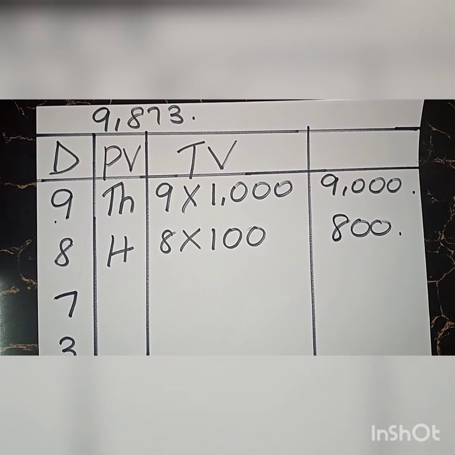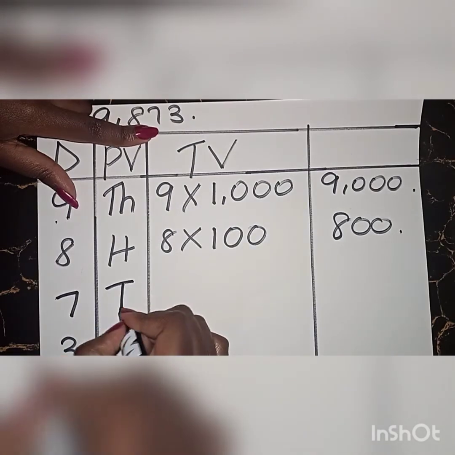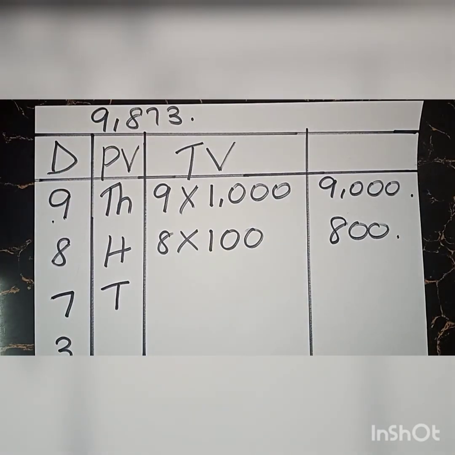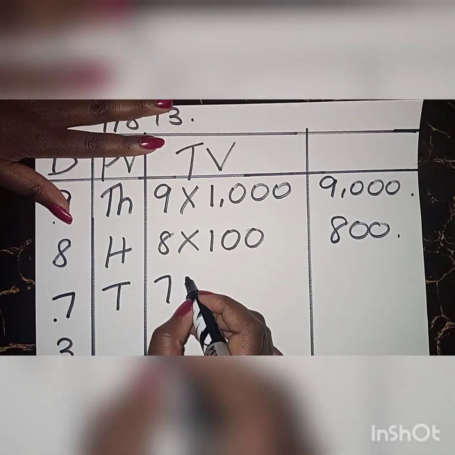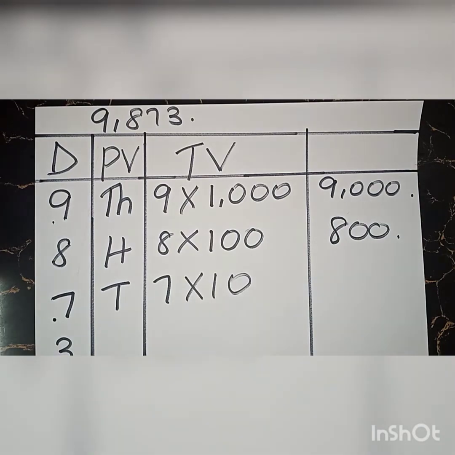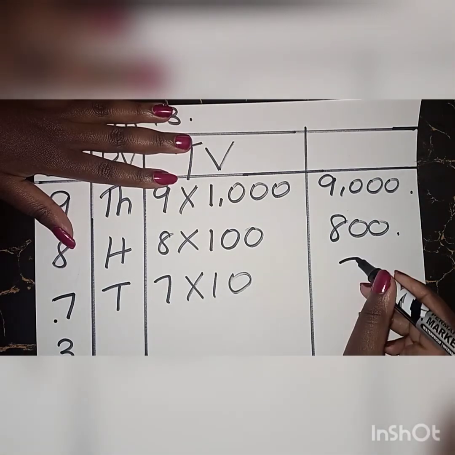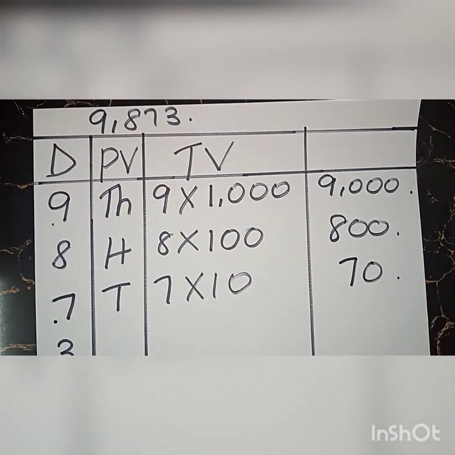Okay, moving on swiftly. So 7. What is the place value of 7 in this number? Ones, tens. Okay, so the place value of 7 is tens. Okay, and how do we derive the total value of 7 in this number? So the total value of 7 is derived by multiplying the digit, which is 7, times 10. So the actual total value of this number will be 70.